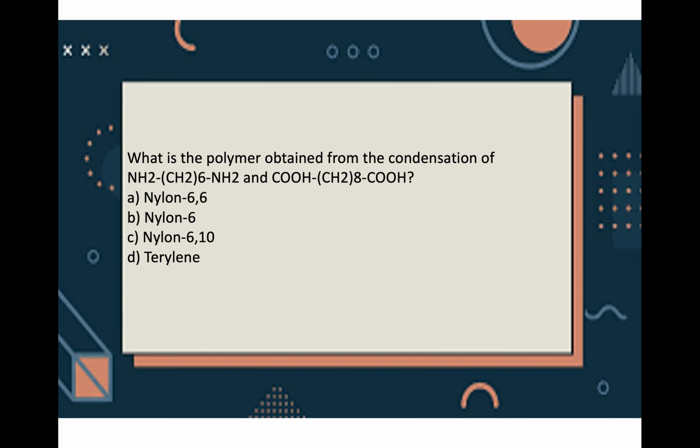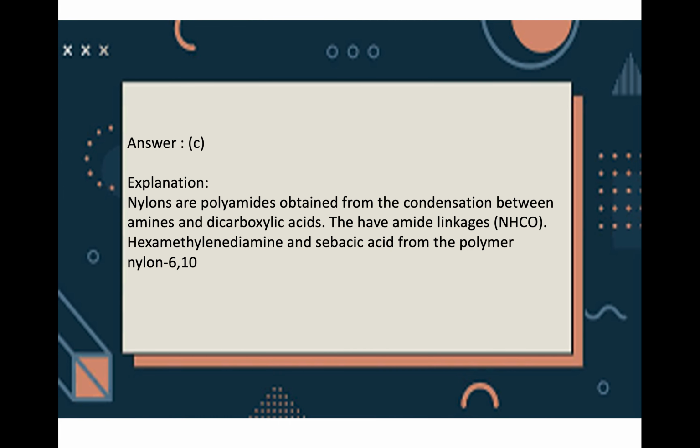Now, what is the polymer obtained from the condensation of NH2(CH2)6NH2 and COOH(CH2)8COOH? Is it A. nylon 6,6, B. nylon 6, C. nylon 610, D. terylene? The answer is option C, nylon 610. Nylons are polymers obtained by condensation between amines and dicarboxylic acids, with an amide linkage, CONH. Hexamethylenediamine and sebacic acid form the polymer nylon 610.